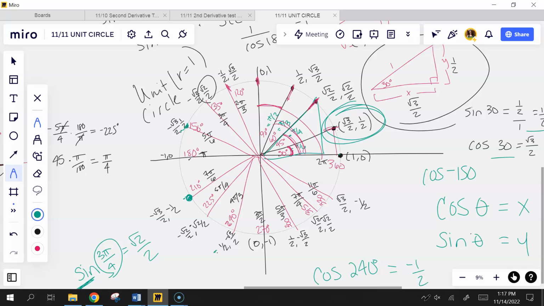But don't worry about it. That was just getting you to, if you look, what's the sine of theta? That's y. The cosine of theta is x.